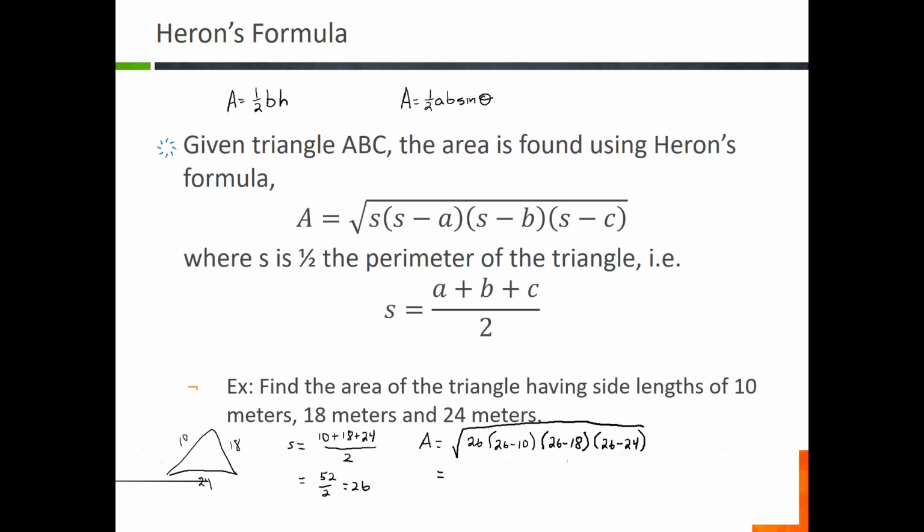If we simplify that a little bit, we're going to have the square root of 26 times 16 times 8, and then times 2, which is the square root of 6656, which is 16 times the square root of 26, or about 81.58.